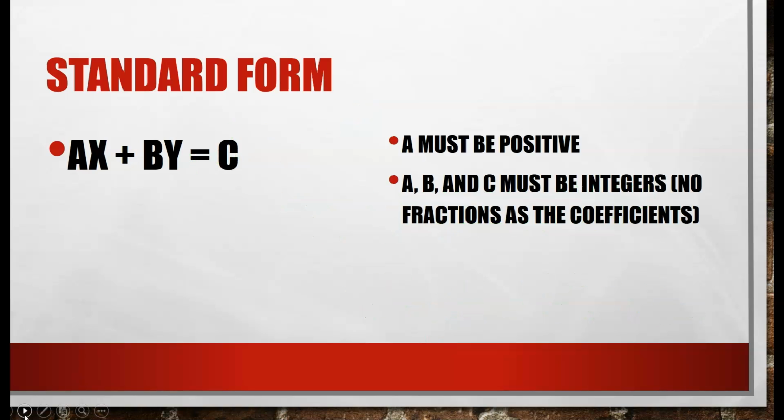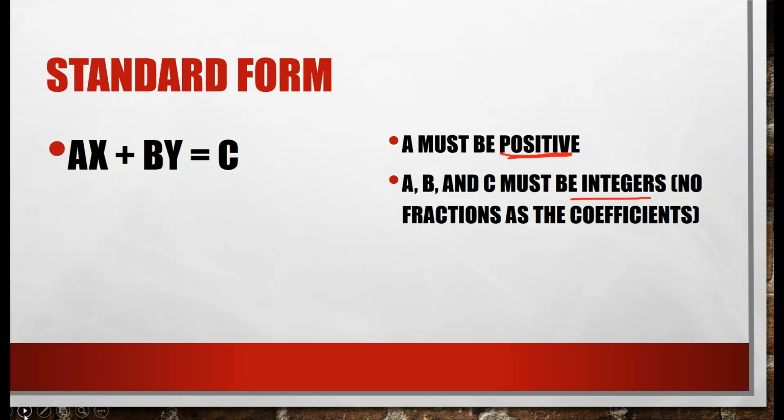Okay, so we already kind of talked about standard form. Standard form is ax plus by equals c. In standard form, we have two requirements. One requirement is that the a value must always be positive. The second requirement is that a, b, and c must all be integers. So what that means is that we can have no fractions as the coefficients.